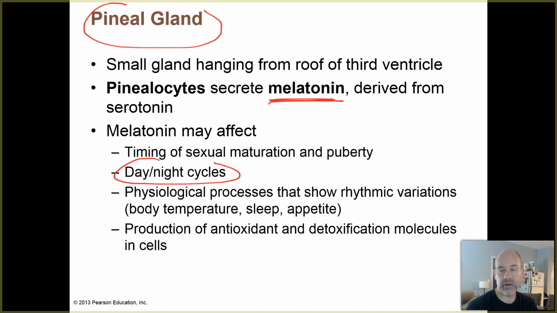It may also be involved in the timing of puberty. We mentioned that a little bit earlier as well with those androgens from the adrenal cortex. It's still not completely clear what winds up triggering puberty and those changes that occur when we reach that age, which was a long time ago for many of us.